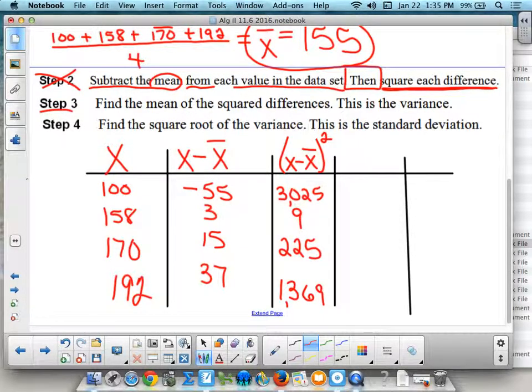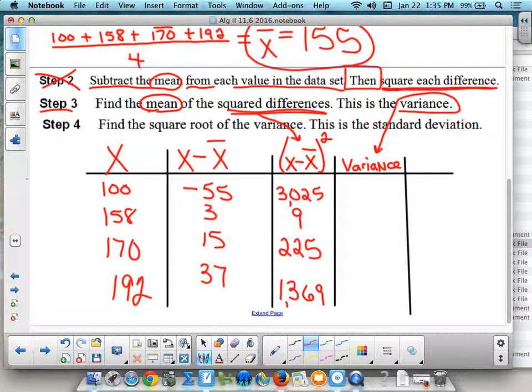Here comes step 3. Find the what? Mean. The average of the square differences. Where are the square differences? The ones we just did, right here. Well, when we get the average, what do we call this? The variance. This is called the variance.